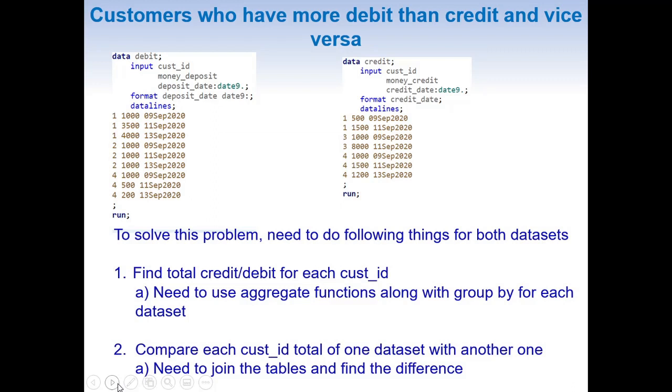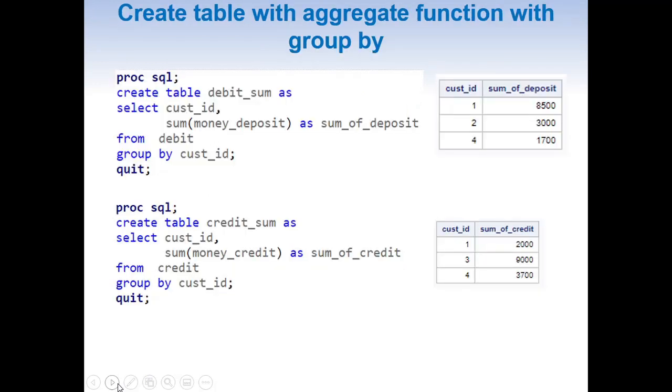Now let us look into how we are going to do each of these steps. First, let's look into how to do an aggregate function with group by. I have made a detailed video on aggregate functions, and I will give the link for that video in the description below. Now let us quickly look at what we are doing here. Here I am using select cust ID and then I am summing up money_deposit from the debit table. And you can also see that I am doing group by cust ID. Basically what this piece of code does is, for each cust ID it will sum up the money which is deposited, and I'm naming that new column sum_of_deposit.